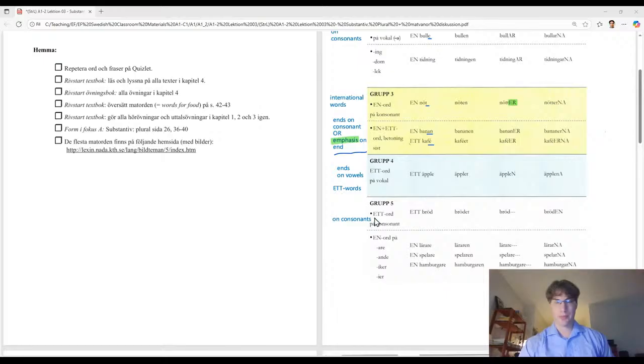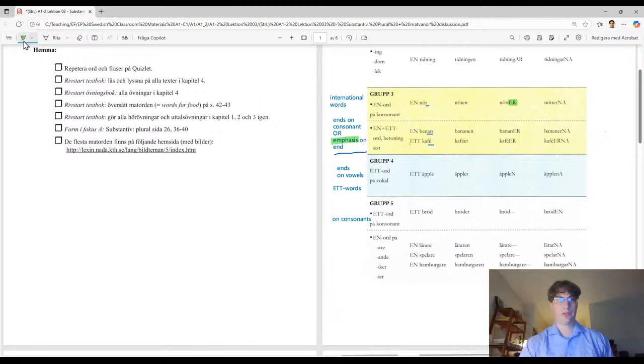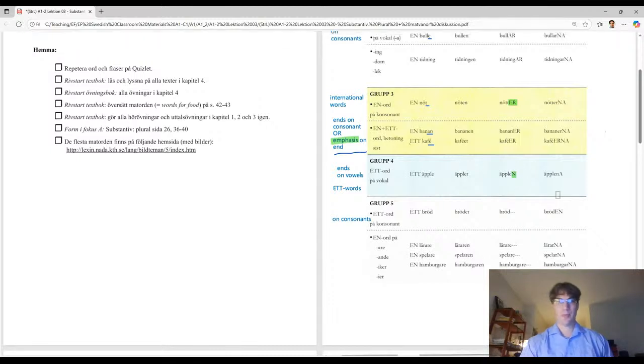For group 4, these are the words that end on vowels. For instance, you have ett äpple, that becomes äpplen in plural. So you simply add an n. And for group 5, you have the ones that don't change. So typically they end on consonants when they don't change. So that's how you know the difference.